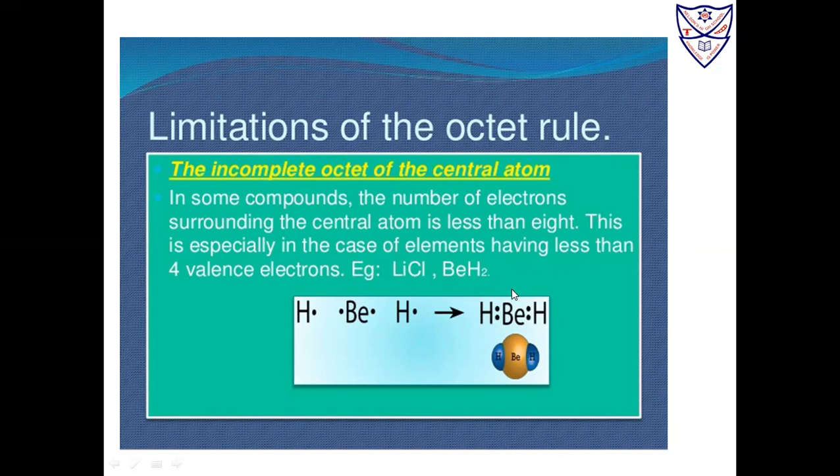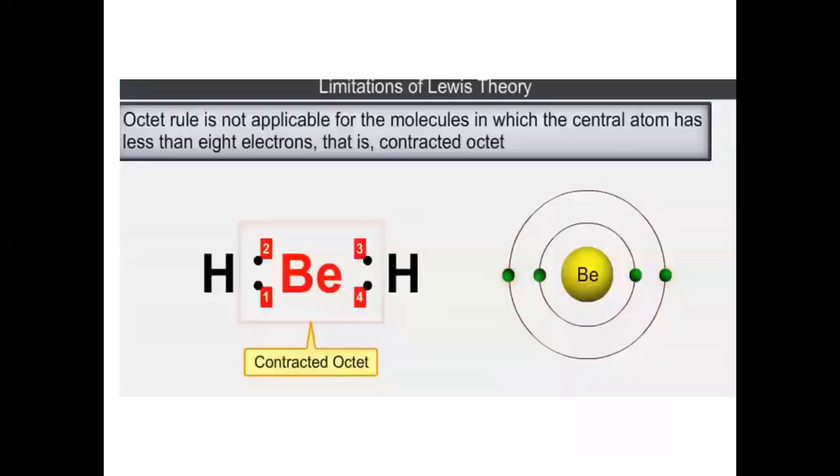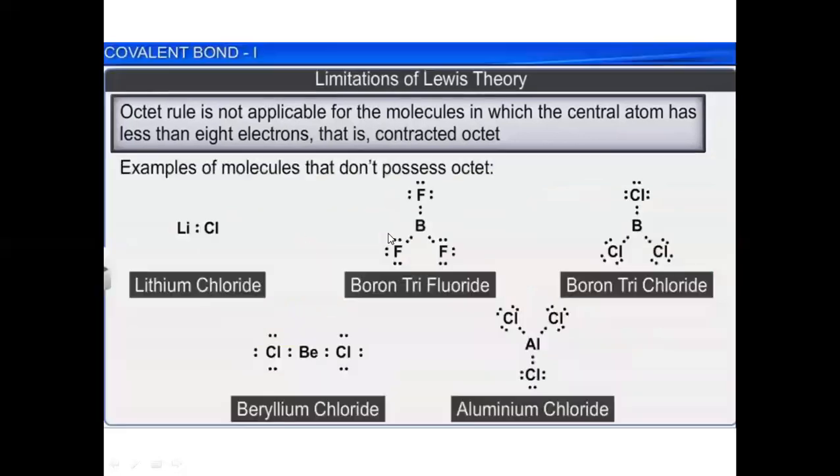So this is one limitation of the octet rule, that the central atom is not surrounded by 8 electrons. Second, the octet rule is not applicable to molecules in which the central atom has fewer than 8 electrons, that is the contracted octet. See, this is the contracted octet. Why? Because it has only 4 electrons, not completing the octet rule over here.